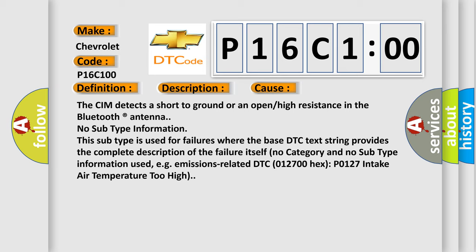No subtype information. This subtype is used for failures where the base DTC text string provides the complete description of the failure itself. No category and no subtype information used, e.g. emissions related. DTC 012700 hex P027 intake air temperature too high.